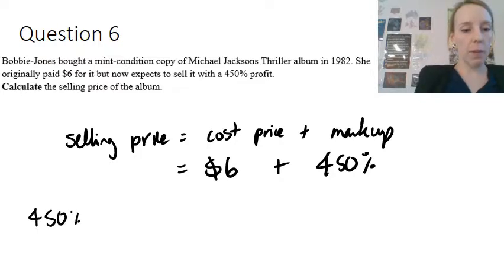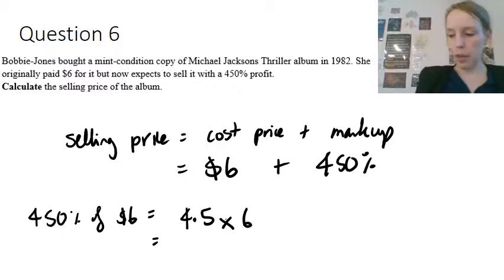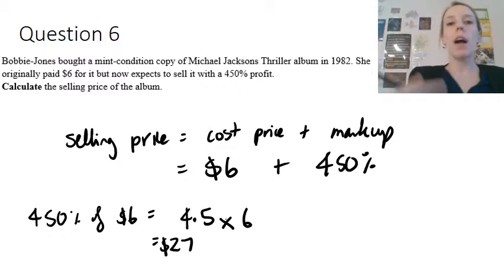So to work that out, we're going to have to find 450% of $6. There's a few ways you can do this. I'm going to turn it into a decimal. So 450% as a decimal is 4.5. If I multiply that by 6, that will give me the 450%. So 4.5 multiplied by 6 will give me $27. So therefore, I know that the markup is $27.